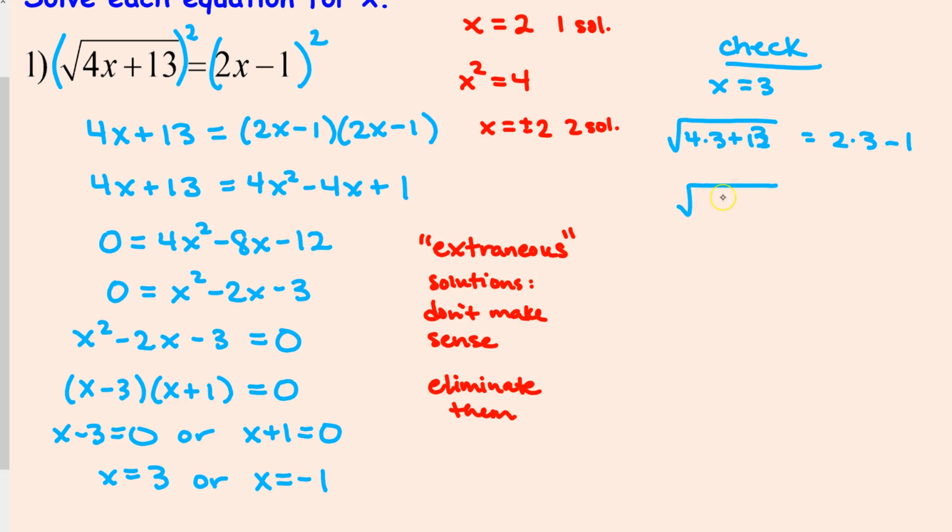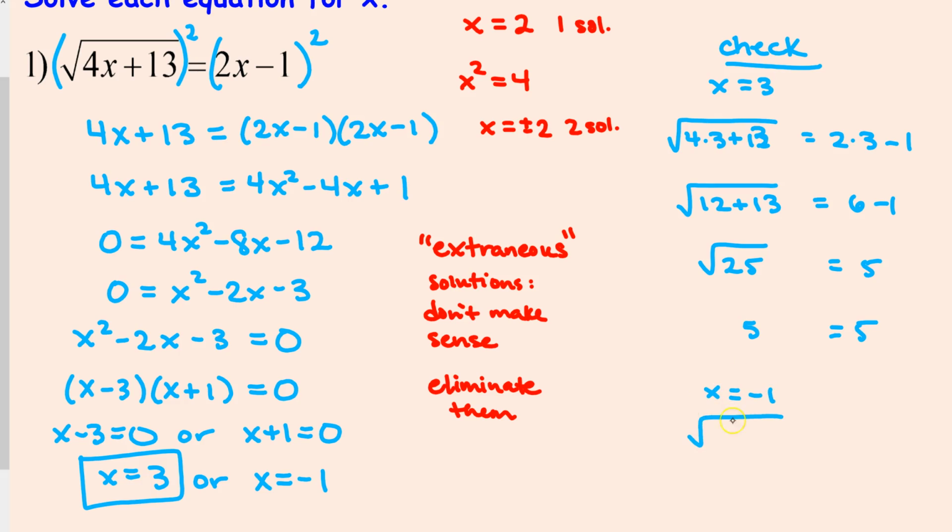The square root of 12 plus 13 is the square root of 25, and the square root of 25 is 5. And then on the other side, 2 times 3 minus 1 would be 5. Okay, so that checks. So x equals 3 is a solution. Now let's check x equals negative 1.